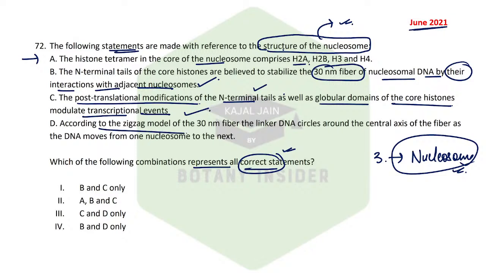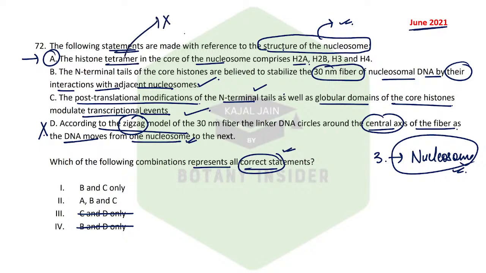Then, according to the zigzag model of the 30 nanometer fibers, the linker DNA circles around the central axis of the fiber as the DNA moves out from one nucleosome to other. It is talking about in the zigzag model, you are having a central axis. D option is absolutely wrong. So if I'm sure about D option being wrong, I can eliminate third and fourth. If you look into the first option carefully, it is saying histone tetramer.